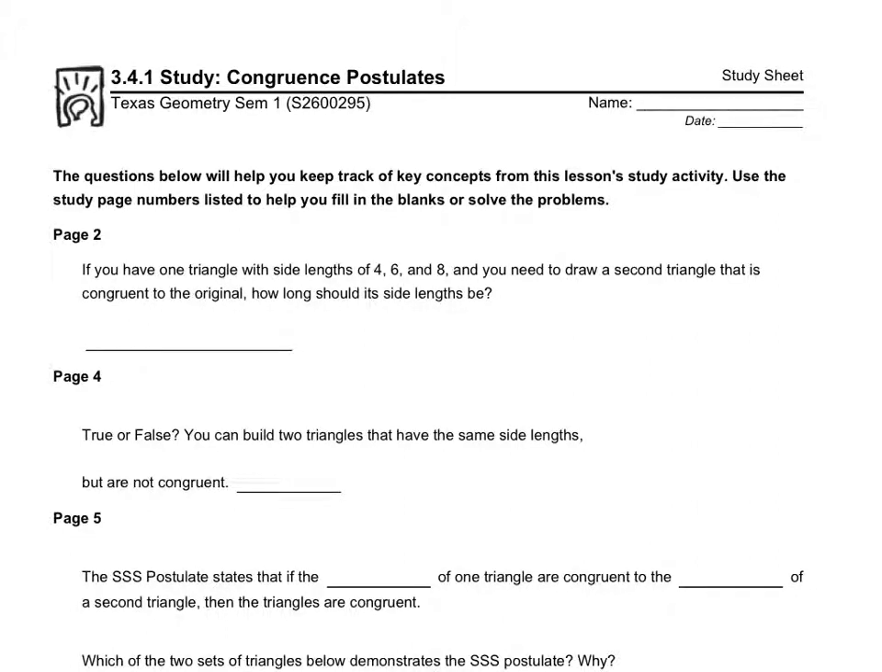3.4 is where we start to talk about our congruence postulates. And the congruence postulates are just ways that we can determine if triangles really are congruent. Remember, congruent means that they are equal, they're the same size.